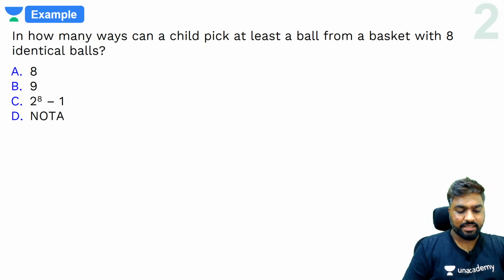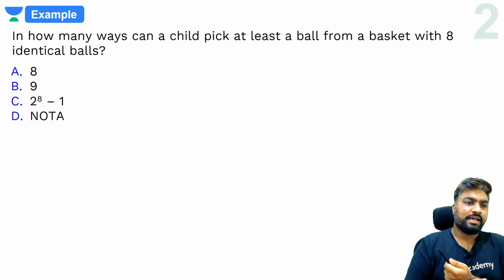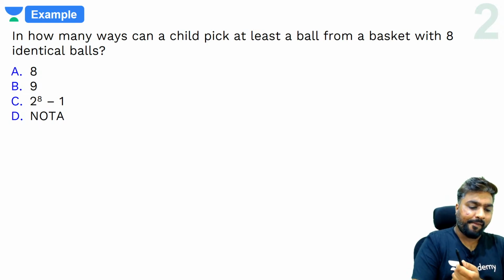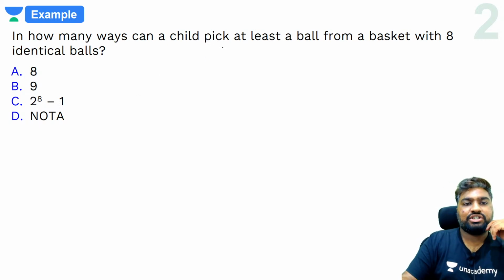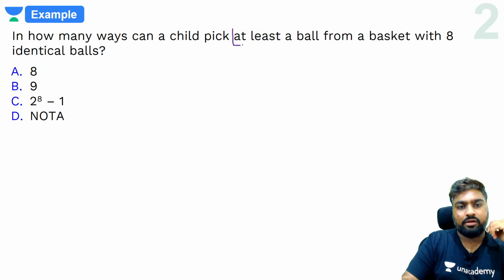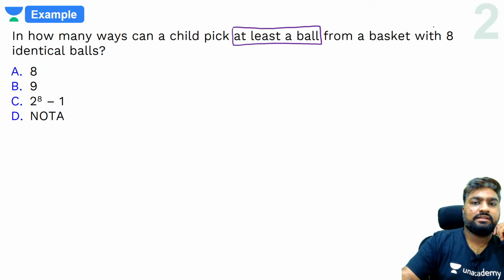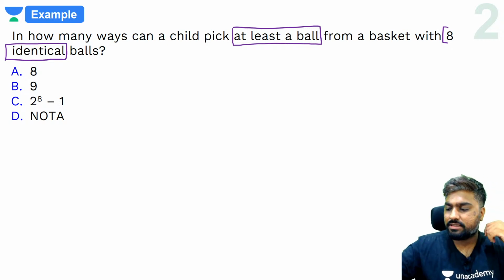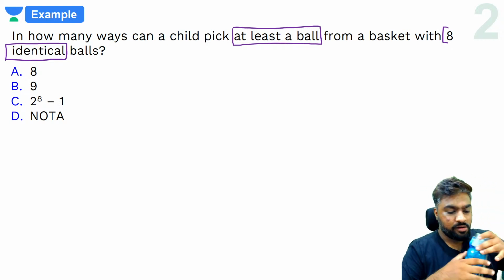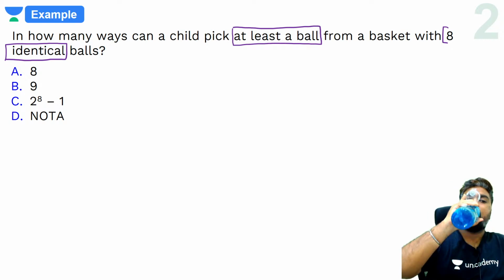This is very simple. Try this out quickly. In how many ways can a child pick at least one ball? The key part is identical balls. These are not different balls. These are the same looking balls. How do you pick them up?